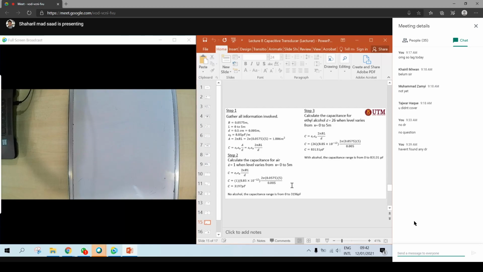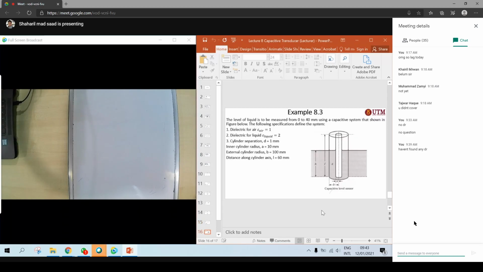And then for the ethyl alcohol, you just change the dielectric constant equal to 26. And then for the 5 meter, you will get the answer. So that means the capacitance range for the ethyl alcohol is 0 to 83,131 picofarad. Okay, right. I think this one is quite simple for the capacitive transducer.